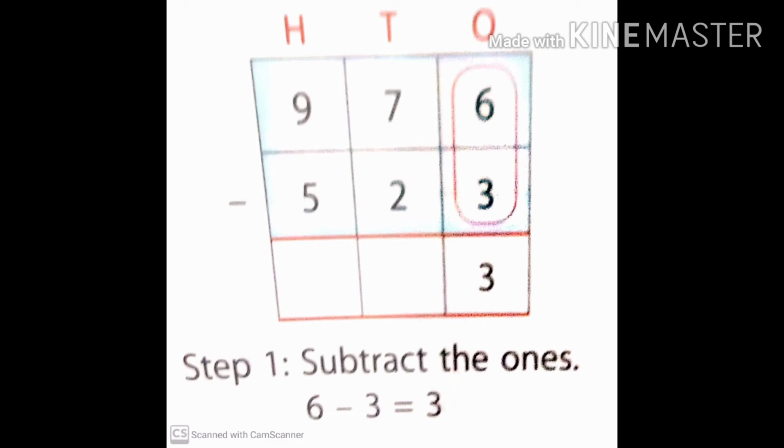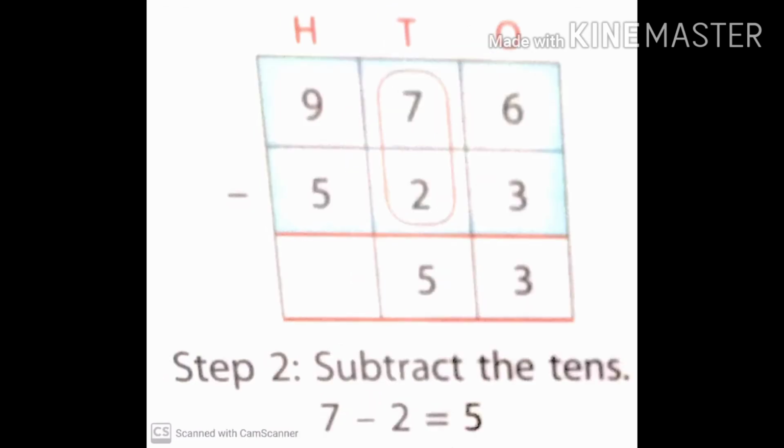So let's see. The number is 976 subtracted by 523. So the very first step is subtract the ones. That means 6 minus 3. 6 minus 3 gives us only 3.